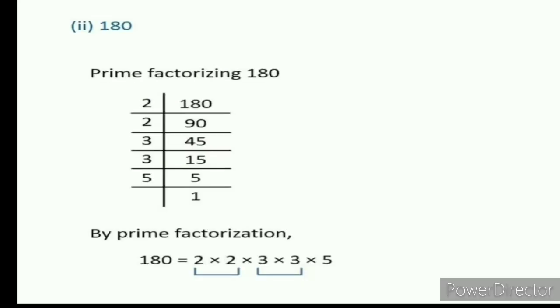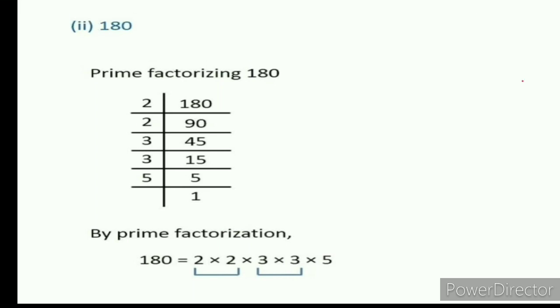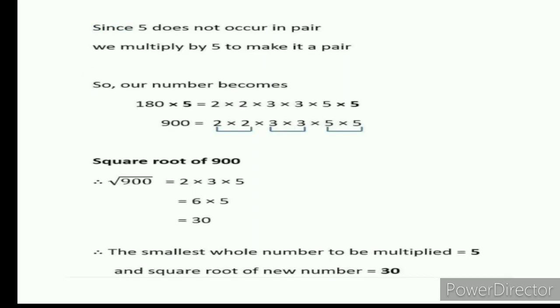Yeah, next number 180. It is also not a perfect square because it has a single zero. If it were a perfect square, it should have 2 zeros. Now, 180, if you find the factors, what will you get? 2 into 2 into 3 into 3 into 5. Here, 5 is single, is it? Yeah. Since 5 does not occur in pair, we multiply by 5 to make it a pair.